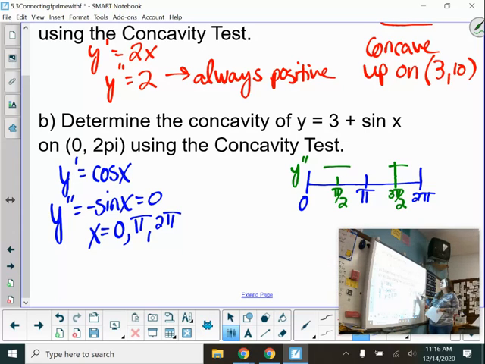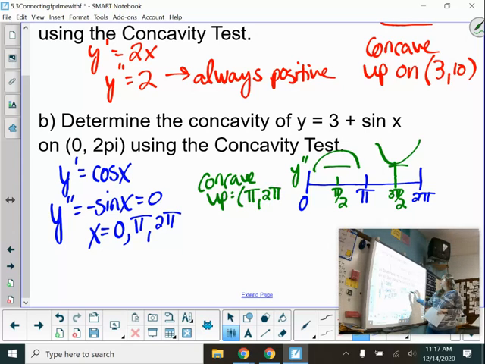So because the second derivative gives me a negative value from 0 to pi, this is going to be concave down, and it gives me a positive value from pi to 2 pi, so that's going to be concave up. So this is going to be concave up from pi to 2 pi, and concave down from 0 to pi.